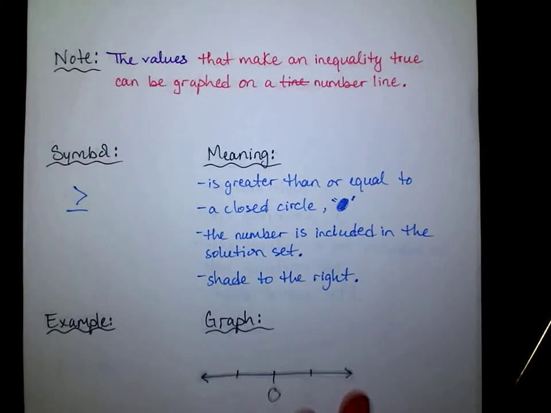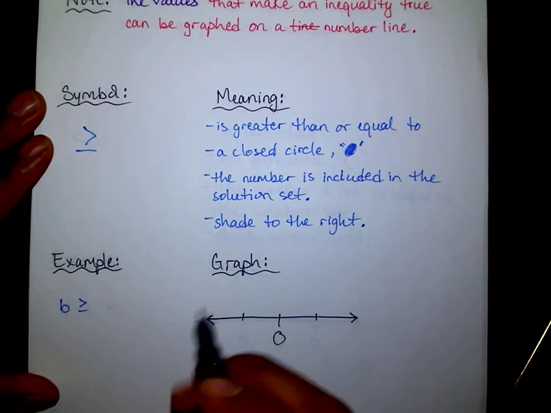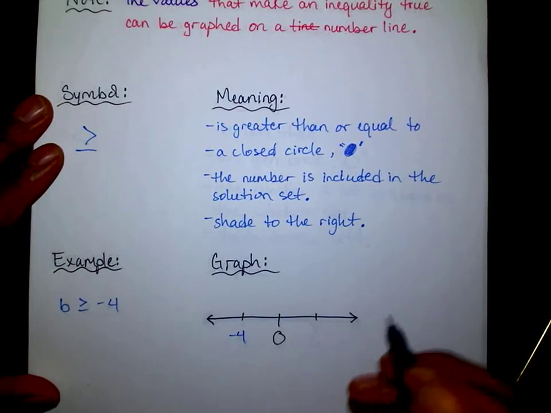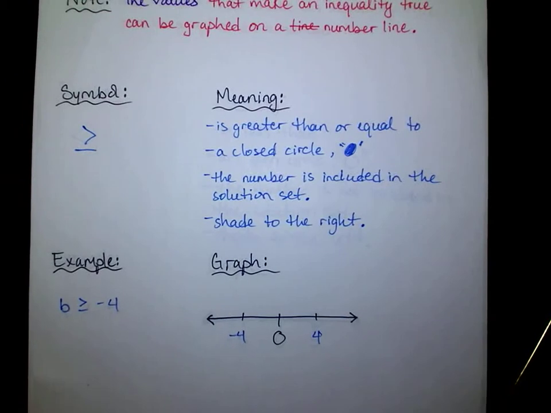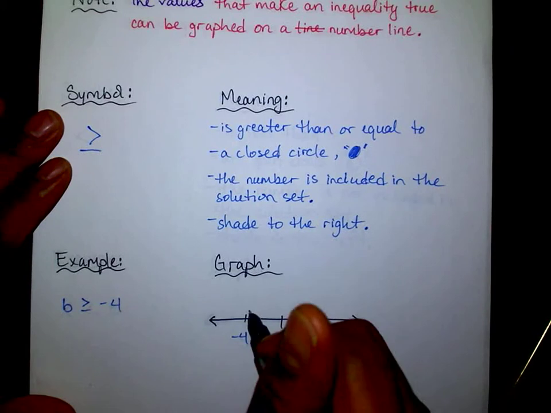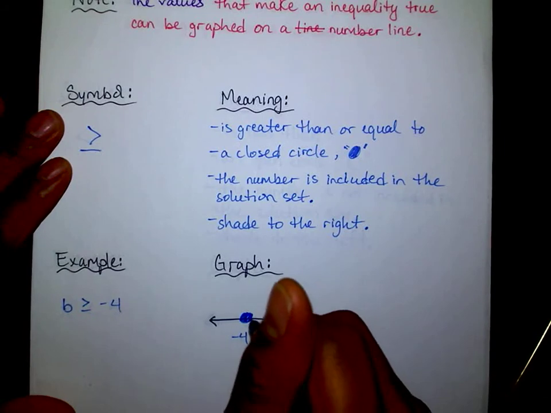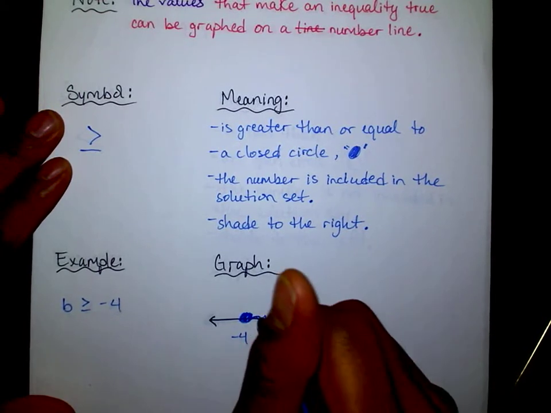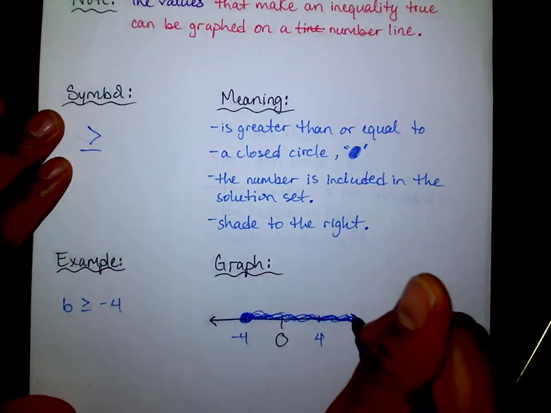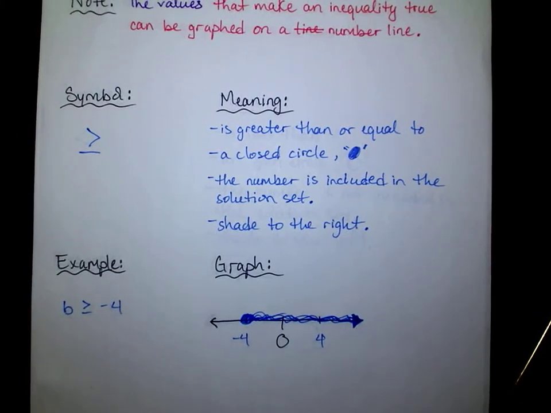Our example is going to be b is greater than or equal to negative 4. Negative 4 goes here, 4 goes over there. Now, we're going to do a closed circle to represent that negative 4 is a part of this solution set. And we're going to shade to the right. Make sure you shade in the arrow. Okay, and that's it.